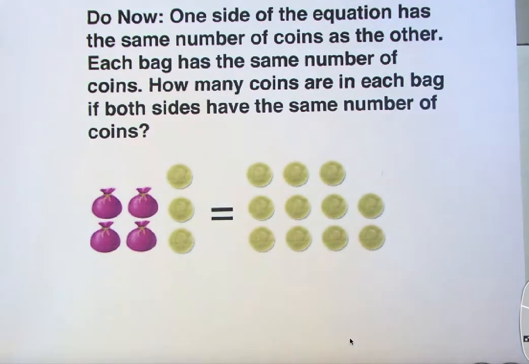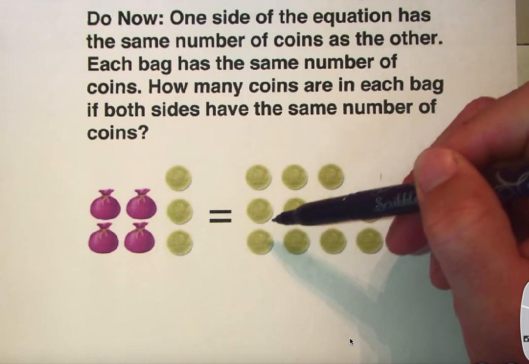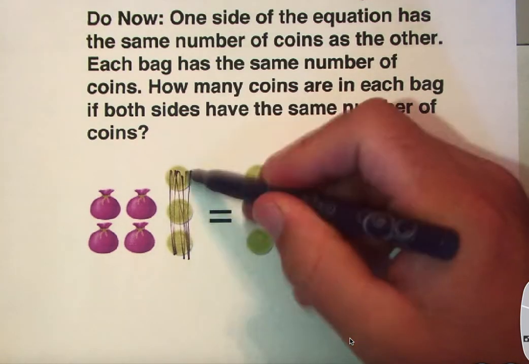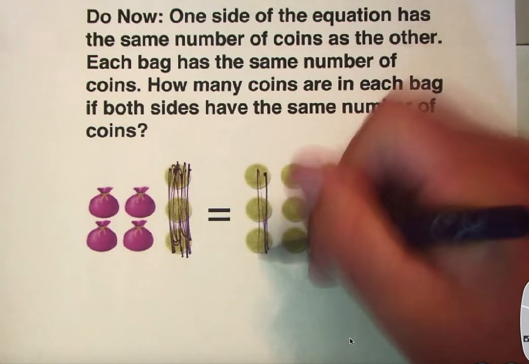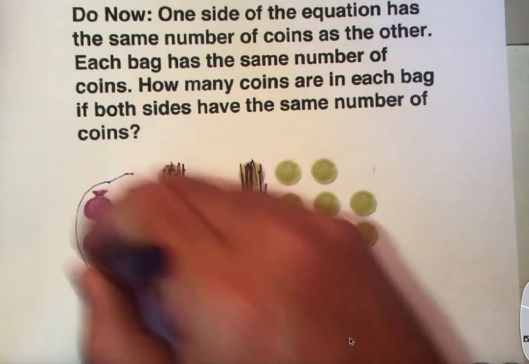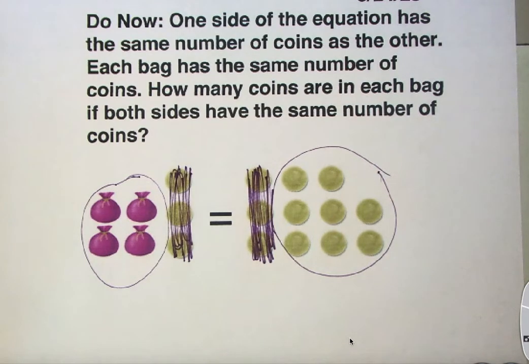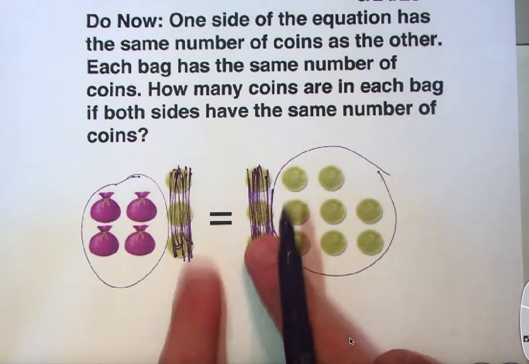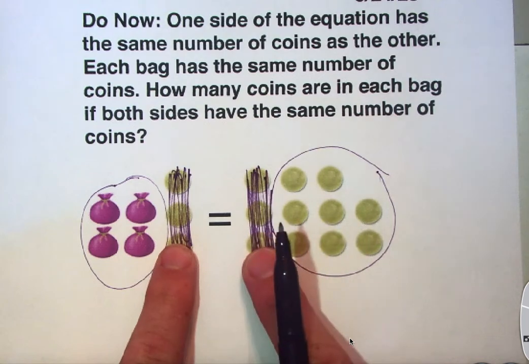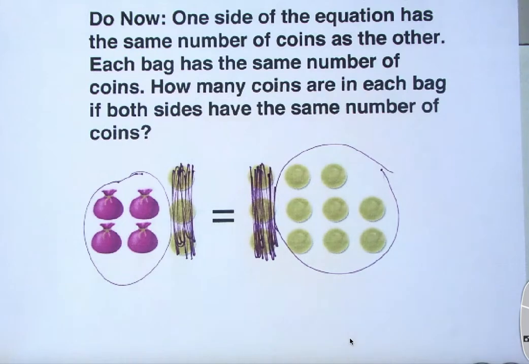So, how many coins in each bag? Well, I don't know. But I do know there's 3 here and 3 here. So if I take 3 coins off here and take these 3 coins off here, then I know these 4 bags must contain these 8 coins, because it has the same number in bags. So get rid of this 3, get rid of this 3. That means these 4 bags must have these 8 coins in it.